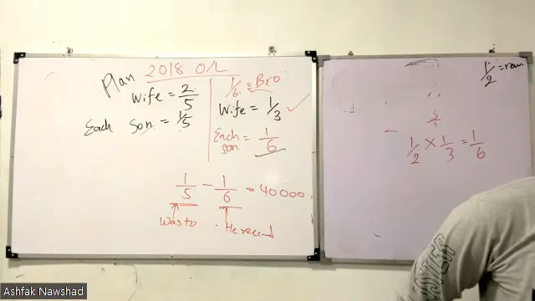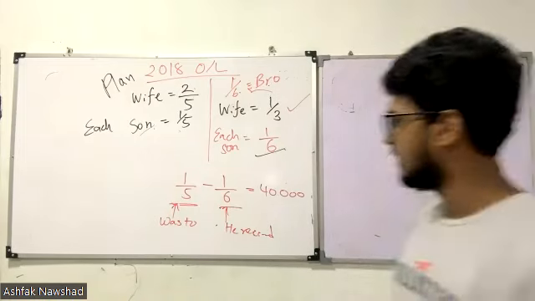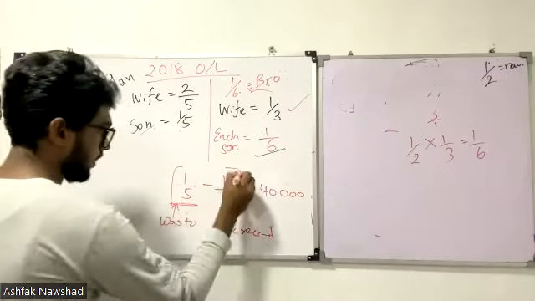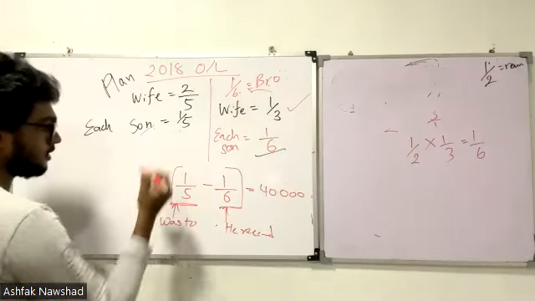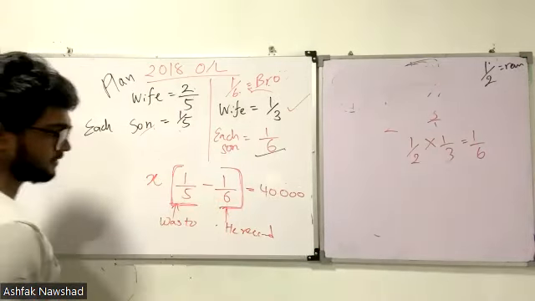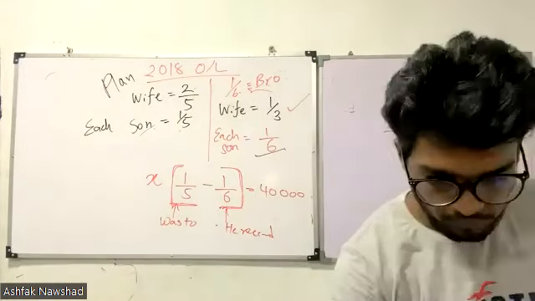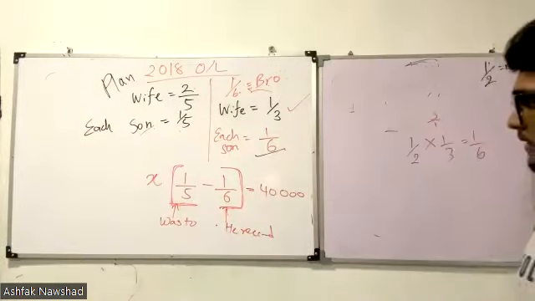So they are asking to find the amount the man had initially. So we are talking about the total amount. I don't know the total amount, it's x. I'm going to multiply x with this fraction because I don't know the total amount.